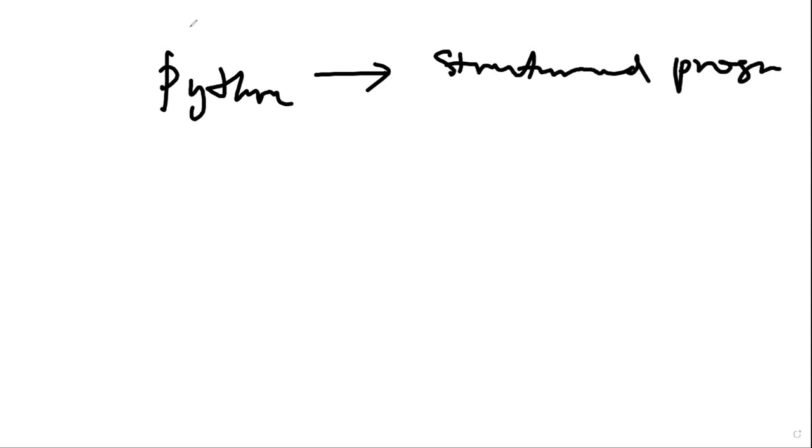Why do we pick Python as the main language? That's because Python supports structural programming. Second, Python supports object-oriented programming.